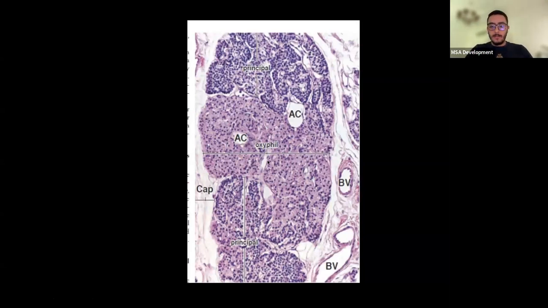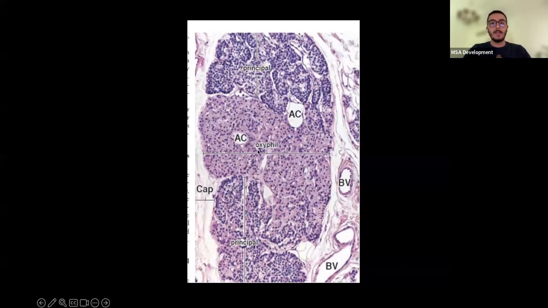We have oxyphil cells, we have principal cells. This is a blood vessel, and principal cells or chief cells, which are these dark colored. They are small cells with a central nucleus. That's why they appear blue or bluer than the oxyphil cells. They have an eosinophilic cytoplasm with vesicles containing the parathyroid hormone. The parathyroid hormone is secreted from the principal cells.